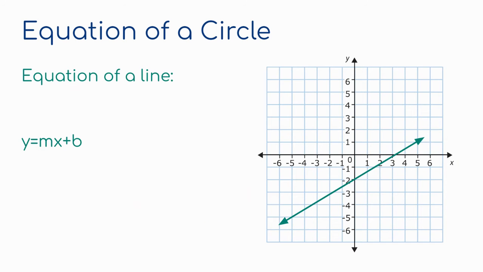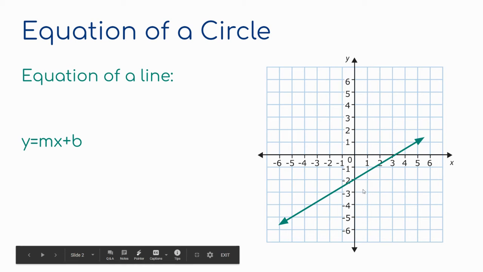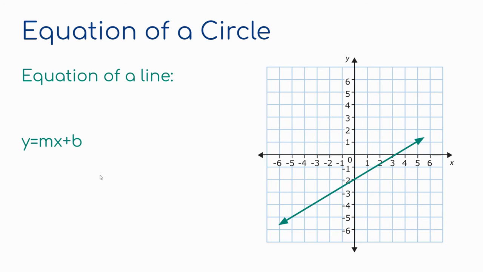So first, let's back up a second and talk about lines on a coordinate plane. If I were to draw this line, it would have the equation y equals mx plus b. You might have learned this in algebra. We're also going to talk about this a little bit later. But any straight line I draw on a coordinate plane, I can write the equation y equals mx plus b, where m is the slope and b is the y-intercept.